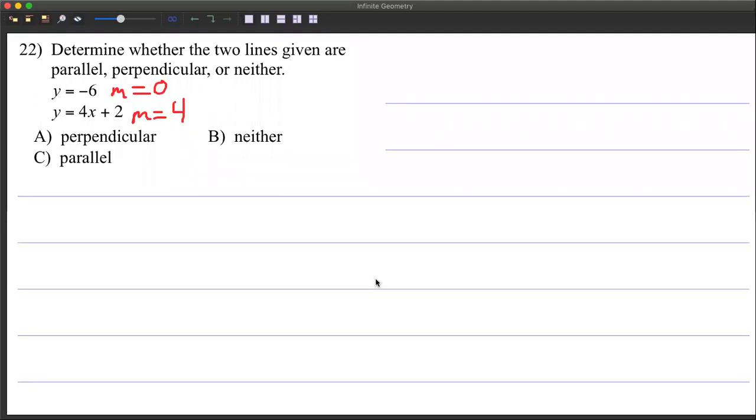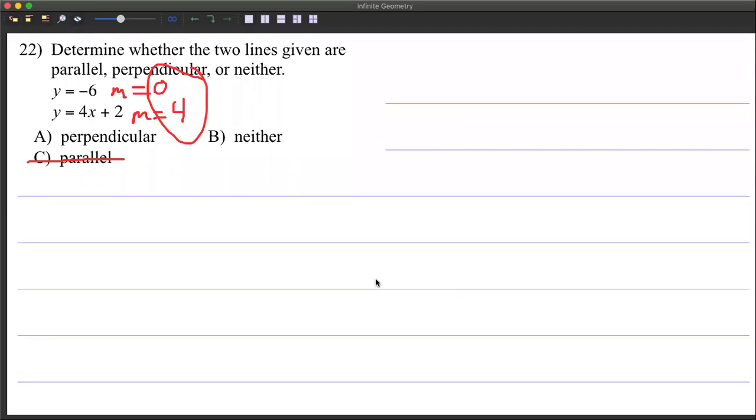Oh, be careful. If one has a slope of 0 and the other has a slope of 4, they can't be parallel, right? Because those two slopes are not the same. So I'm going to actually cross parallel out. Perpendicular, I need them to be opposite reciprocals of each other. Look at the numbers. 0 and 4. Are those opposite reciprocals of each other? I don't think so.